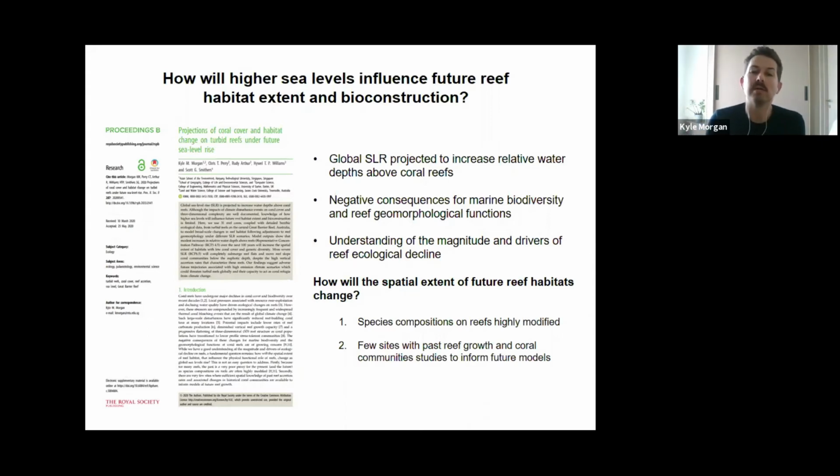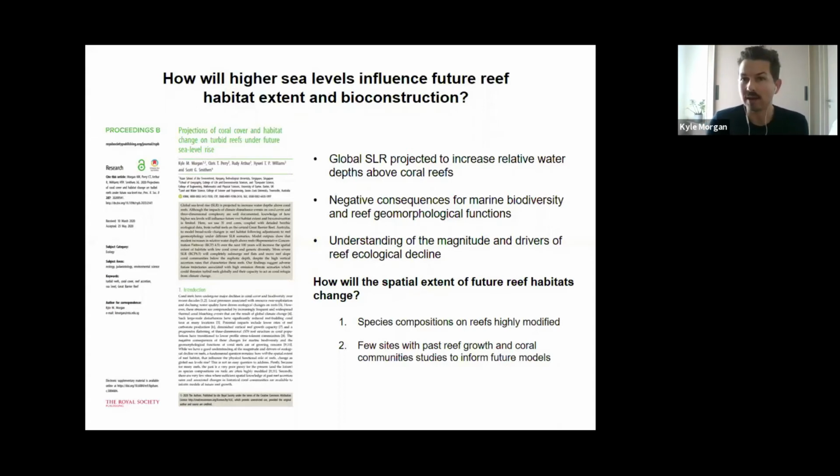So we do currently have quite a good understanding of the magnitude, but also the specific drivers that are causing ecological decline on reefs, so coral bleaching, localized human impacts. But what is of interest and what we don't really know about so far is how will the spatial extent of future reef habitats change over geomorphological timescales, because these are naturally dynamic systems. They're actively accreting and changing the underlying surface morphology, which is bound to have effects for the organisms that are living on top of them.